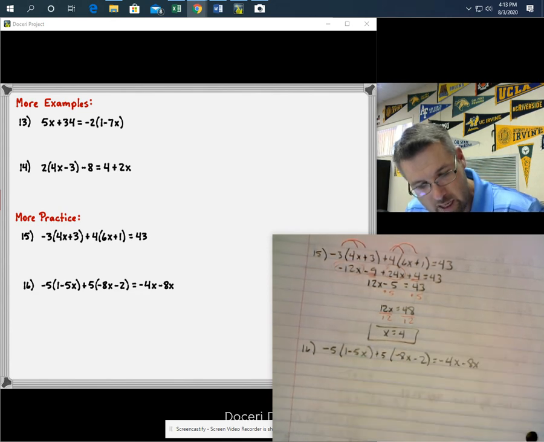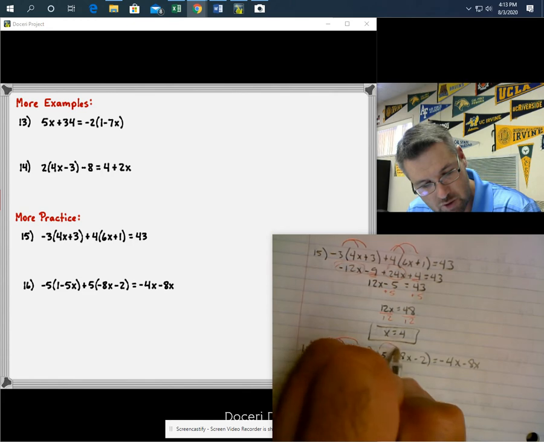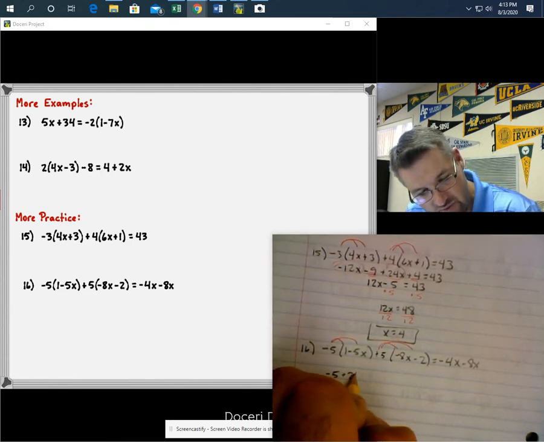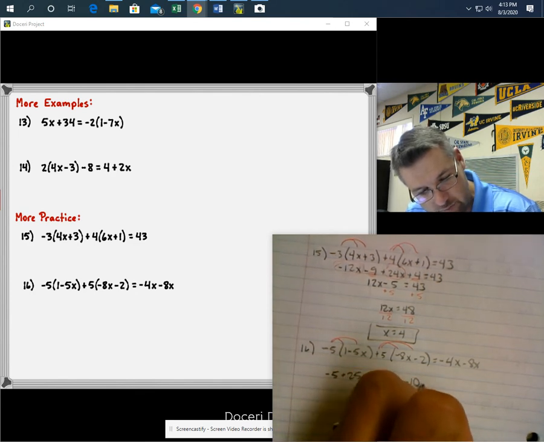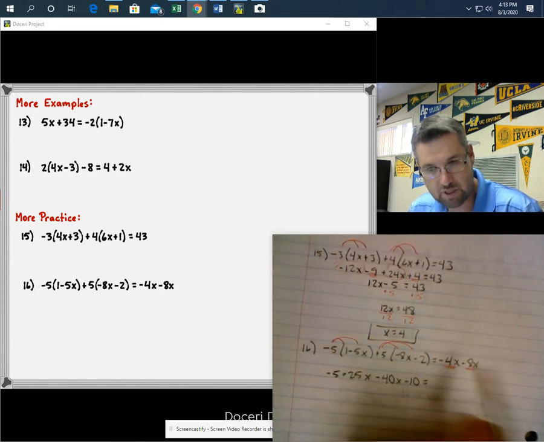Okay, we're going to go ahead and distribute and combine like terms as we can. On the left-hand side, we have to distribute twice. And so we end up with negative 5 plus 25x minus 40x minus 10. Now notice on the right-hand side, we actually have something to do. We have to combine like terms there.